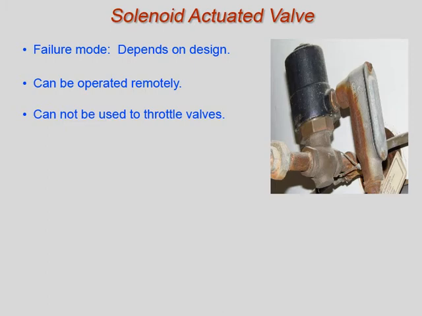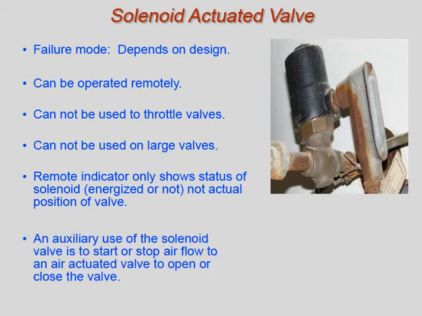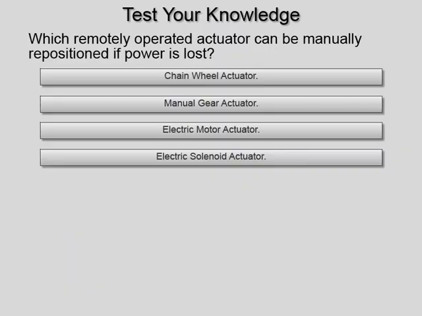The amount of torque is limited by the size of the solenoid, so solenoids are typically only used on smaller valves. Another disadvantage of solenoid actuators is that the indication provided is not an indication that the valve is open or closed, only that the solenoid is energized or de-energized. An auxiliary use of the solenoid valve is to start or stop airflow to an air-actuated valve to open or close the valve.